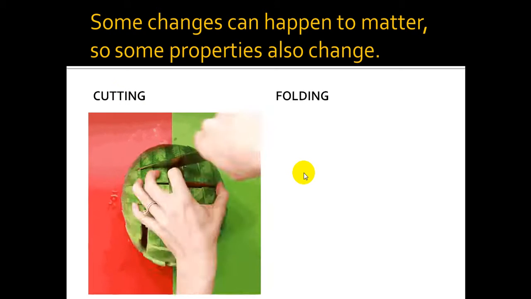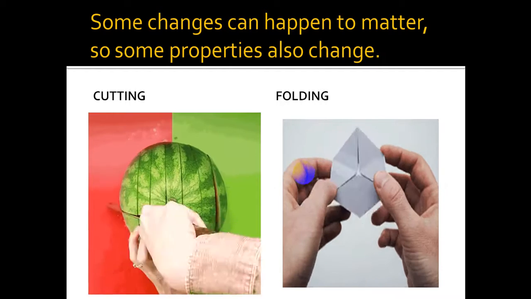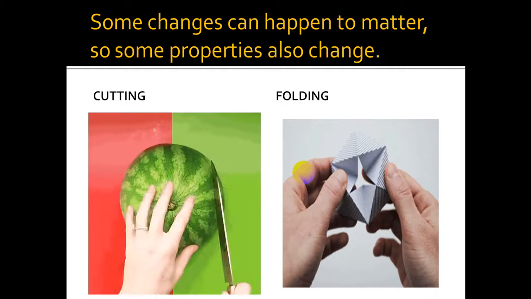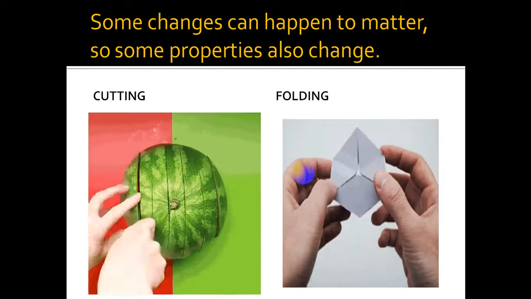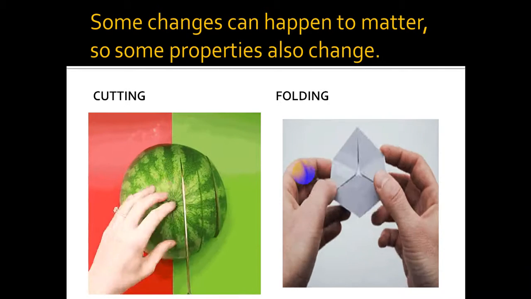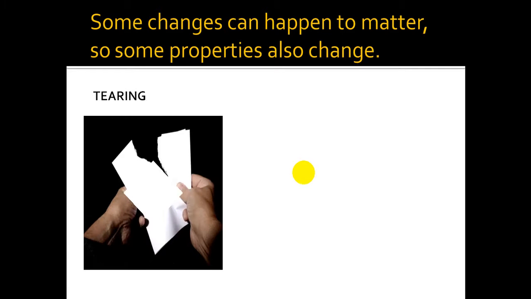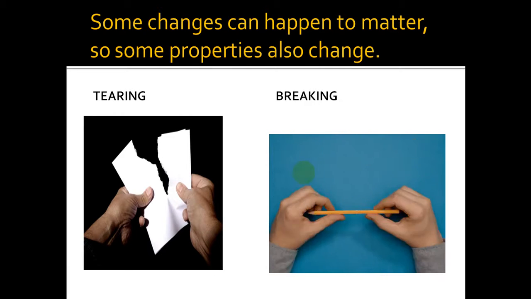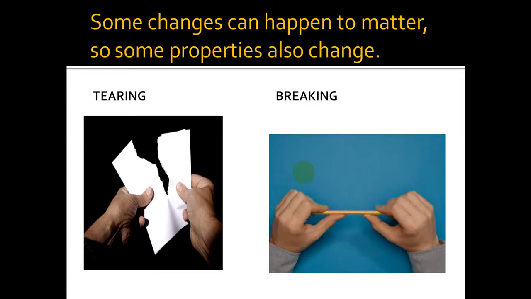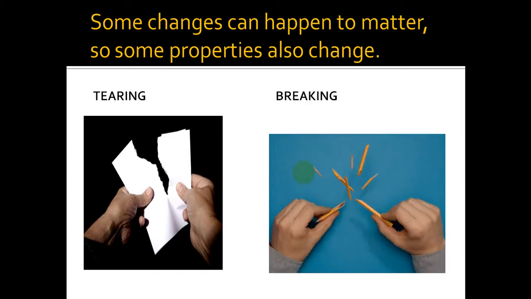Another physical change is folding. Which physical properties changed according to this physical change? Shape of the paper and also its size. So folding is a physical change. Another one is tearing. Here the shape and size of the paper also changed. Breaking. What happened here when the pencil is broken? Its shape and its size changed. So some physical properties changed.